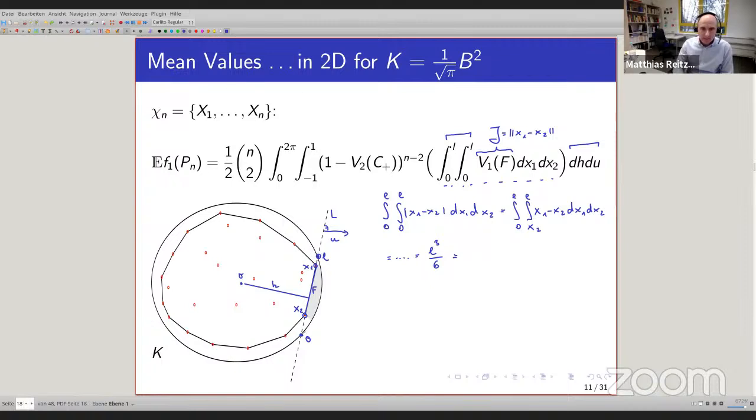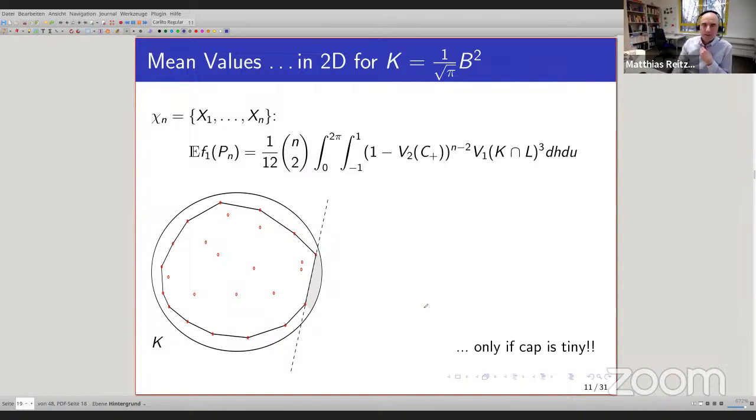So let's have a look at this length. This L is just the distance between this point here and this point here. So this is just the length of the intersection. I take K, I intersect it with this line L, and then I take the length of this. This is just L. And I take it to the power 3. So that's the outcome. This Jacobian integrated twice gives you just the third power of this intersection length, times 1/6. So at the end, we have the 1/6 in front, and then we have this intersection length to the power 3, and then we have 1 minus the volume of this cap to the power n minus 2.